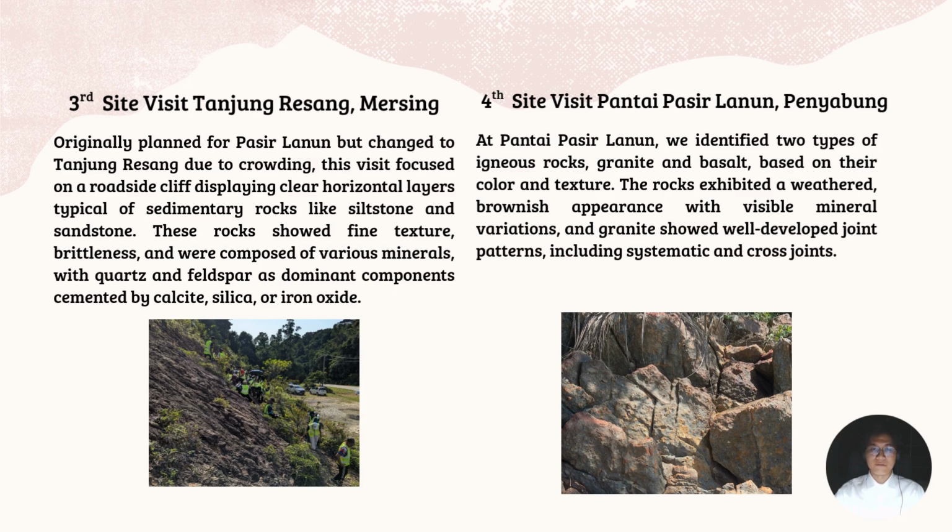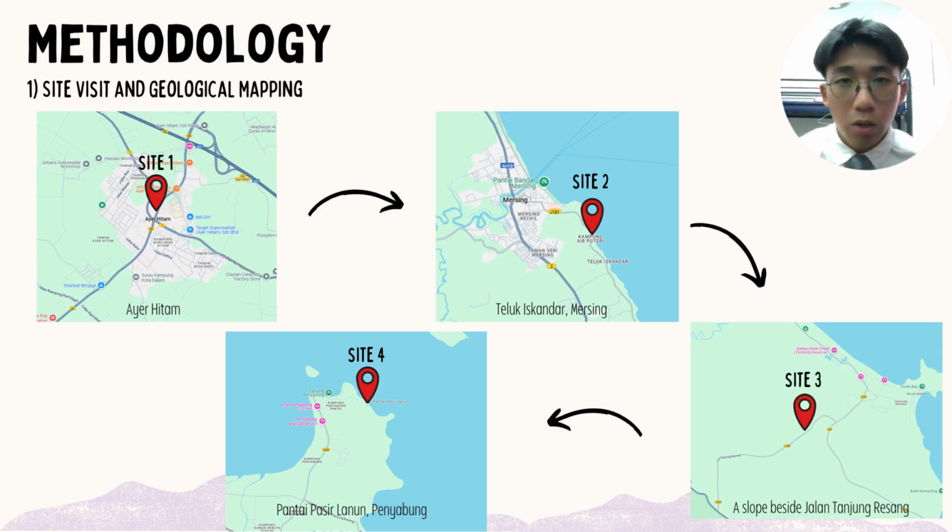The fourth site visit was Pantai Air Puteri Masjid. At this site, we identified two types of igneous rocks, granite and basalt, based on their color and texture. The rocks exhibit a rather brownish appearance with visible mineral variations, and granite shows well-developed joint patterns, including systematic and cross joints. And now we are going to present the methodology for this group project.